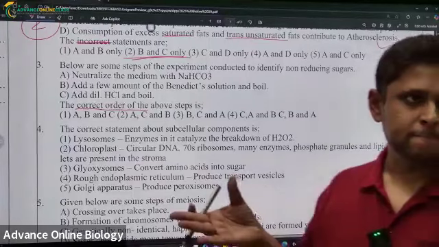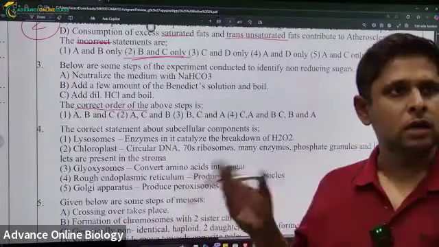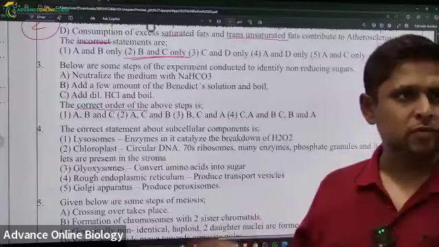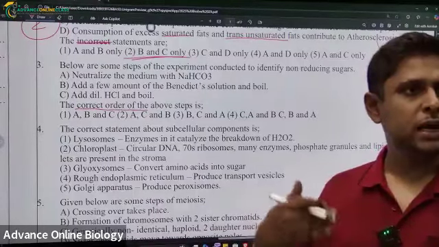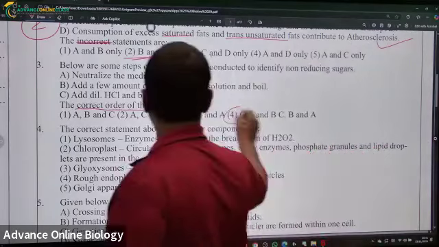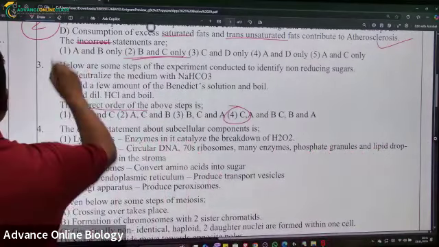So it hydrolyzes, right? Then neutralizing should be done next. After that, you can add the Benedict. So CAB is correct. So I'm taking the fourth one as the answer.